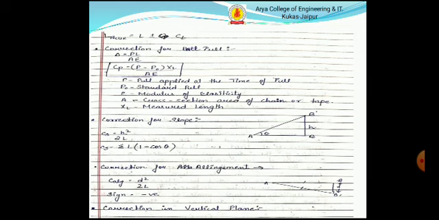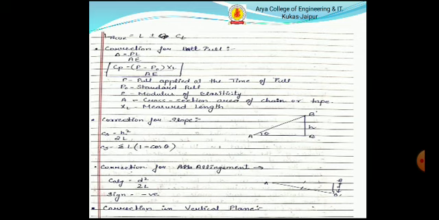Correction for pull. Here is the formula: (P minus P naught) L upon AE. P is the applied pull at the time of measurement, P naught is the standard pull, E is the modulus of elasticity, A is the cross section area of the chain or tape, and L is the measured length. Correction for slope. Here is the formula: h square by 2l, and summation of L into (1 minus cos theta). h is the height, theta is the angle, and L is the length.